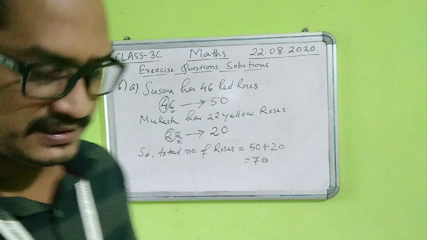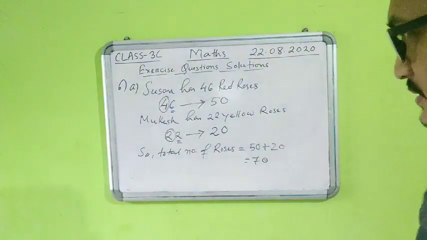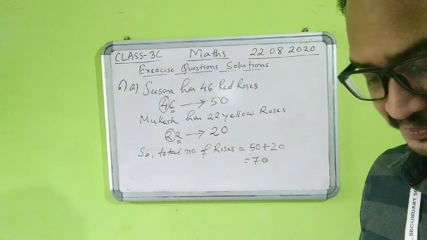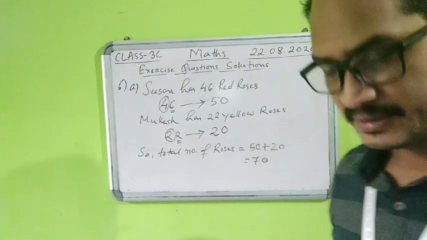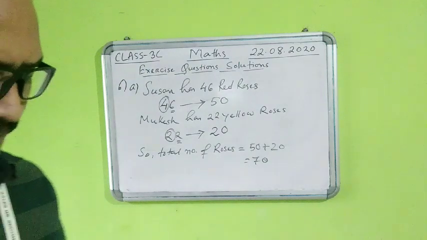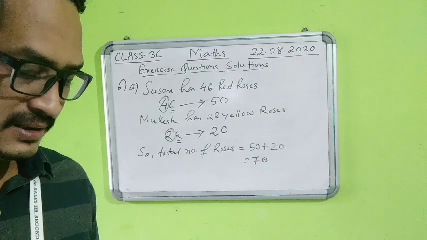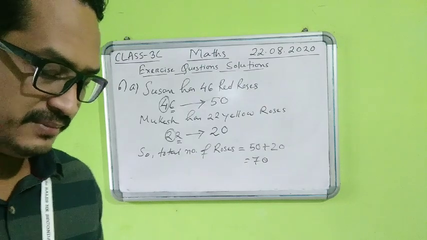Students, this is the estimated sum, the estimated number of roses. Please write it down. You can pause the video and copy it. Question B: Rakesh has 67 pencils and Mona has 43 pencils. Estimate the number of pencils both of them have together.